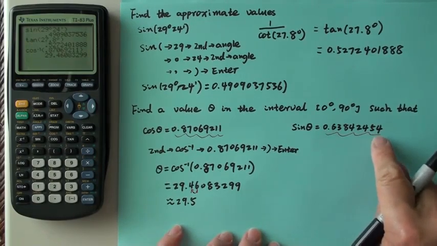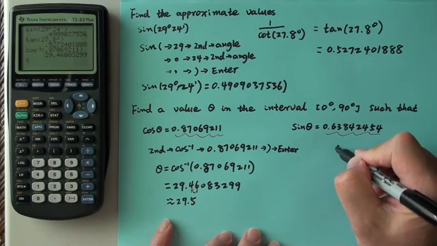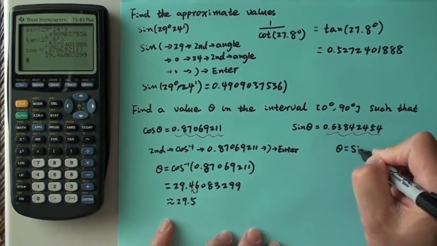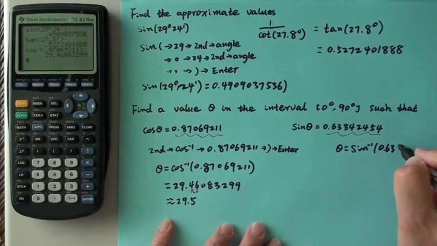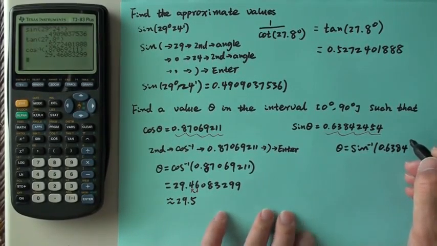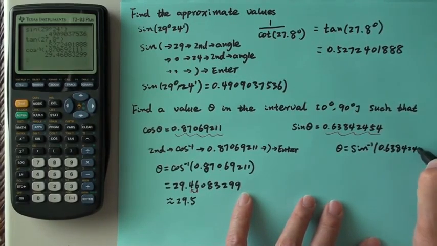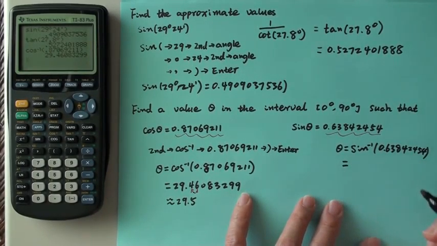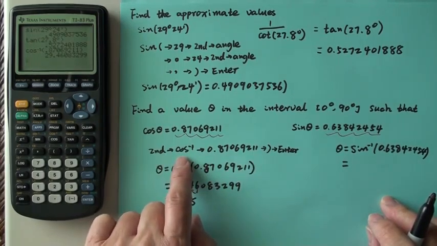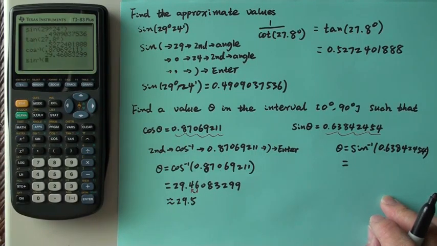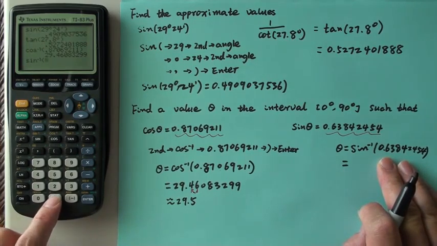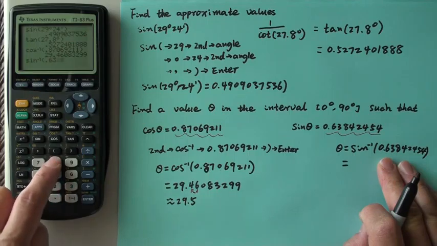Now look at this one. Here theta equals sine inverse of 0.63842454. The steps are similar. You press second, sine inverse, and then you put the value here, 0.63842454, close parenthesis.